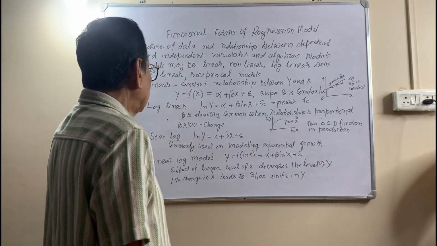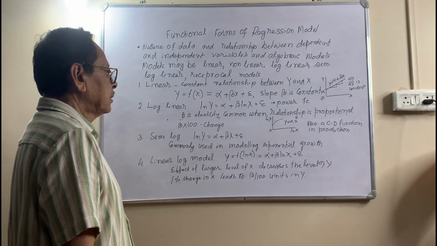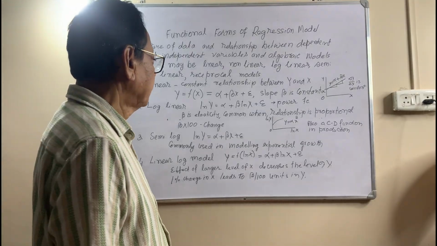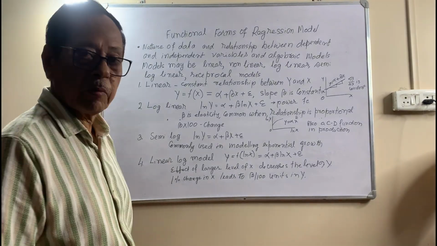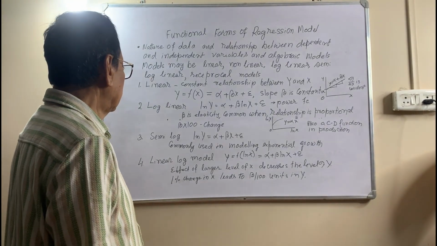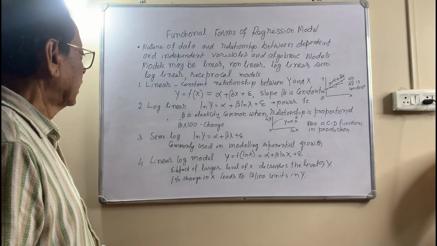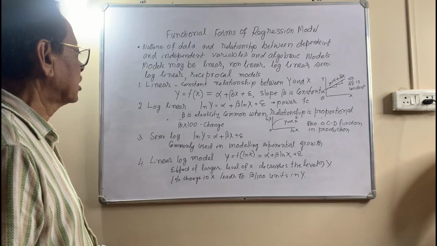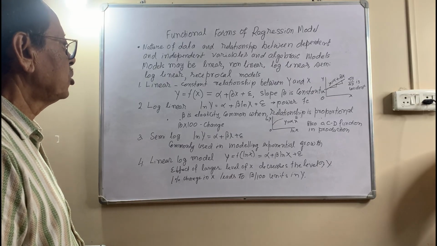So beta is the slope of the line, and it is also the elasticity between x and y. So we have already discussed this. So beta is elasticity. It is common when a relationship is proportional. So beta into 100 is the change.